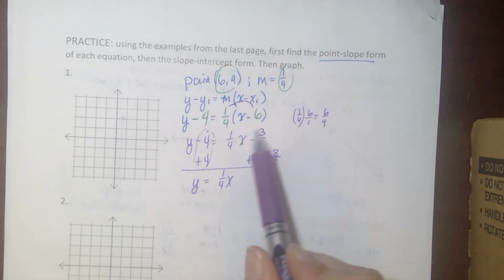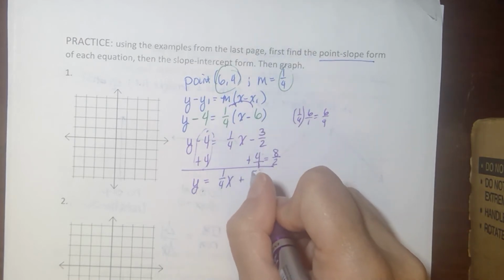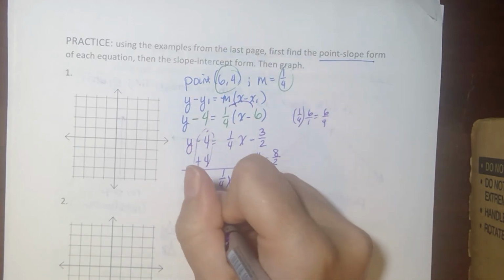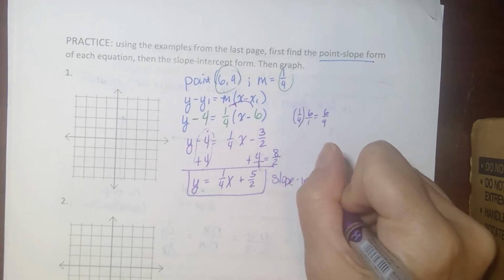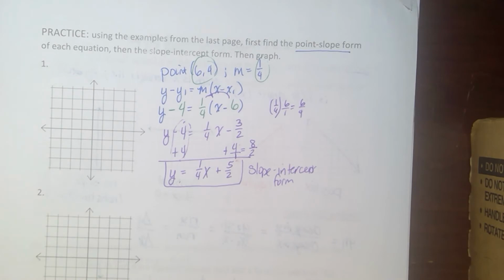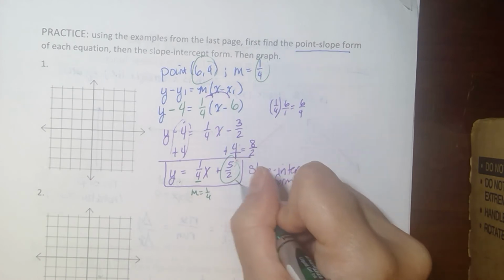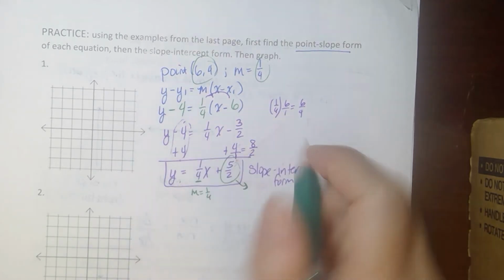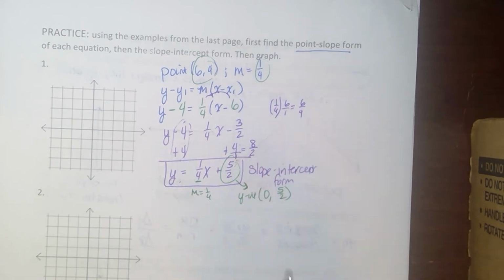So what I have here is -3/2 and +8/2. -3/2 plus 8/2 gives me +5/2. This is my slope-intercept form of the equation because it is solved for y. I already knew that my slope was 1/4. Now I know that my y-intercept, if x is 0, y is 5/2. Well, what does 5/2 look like on my graph?